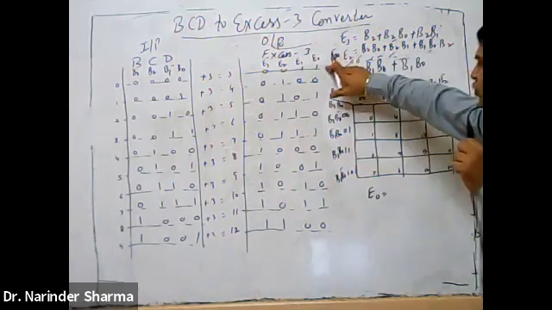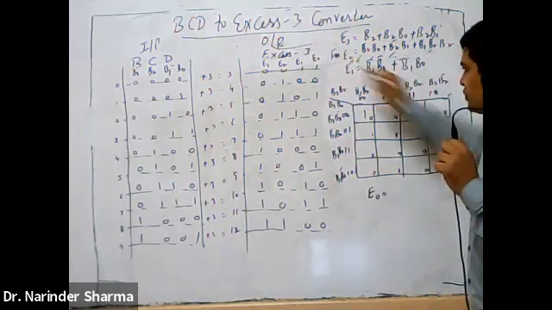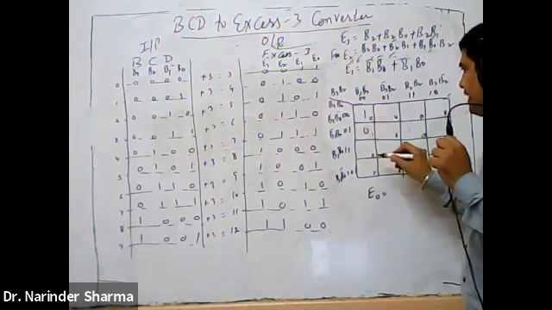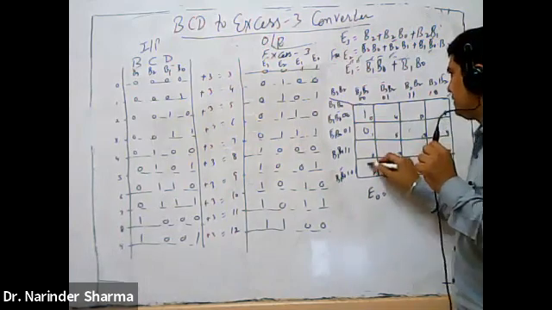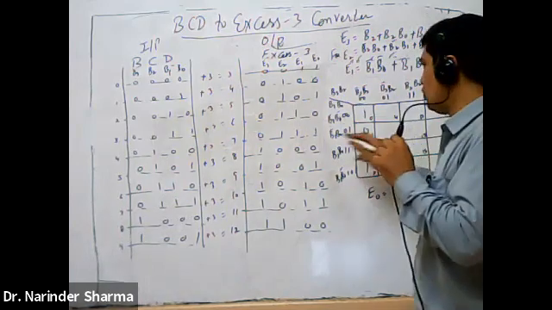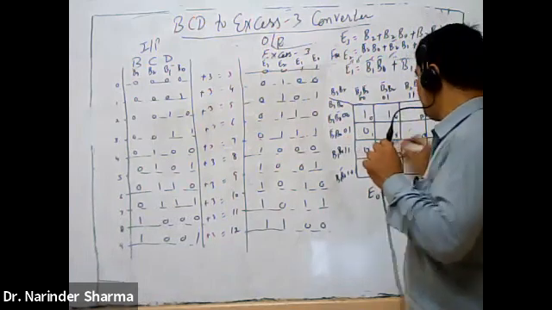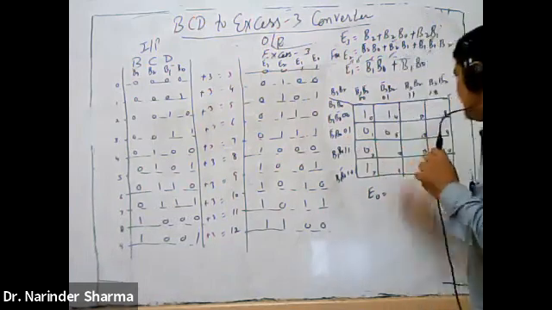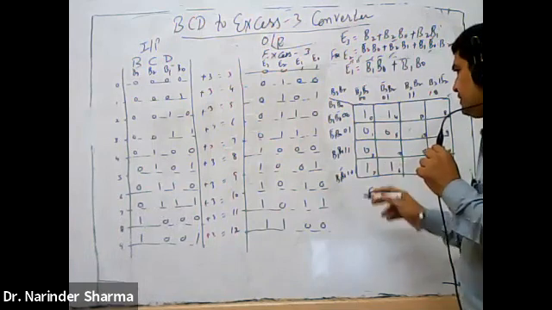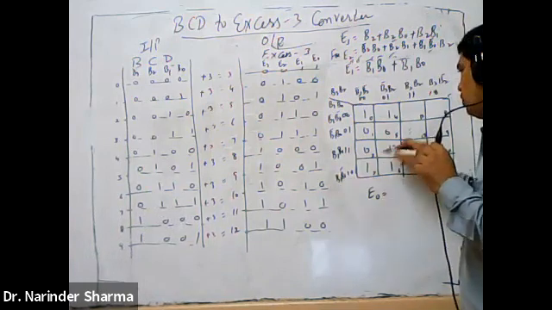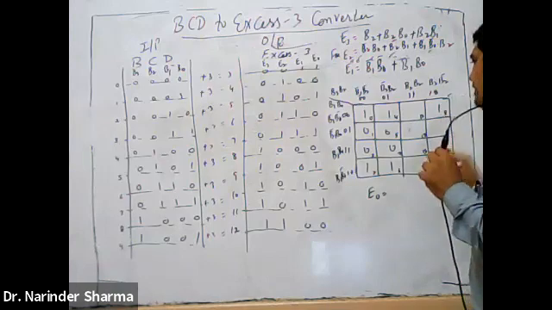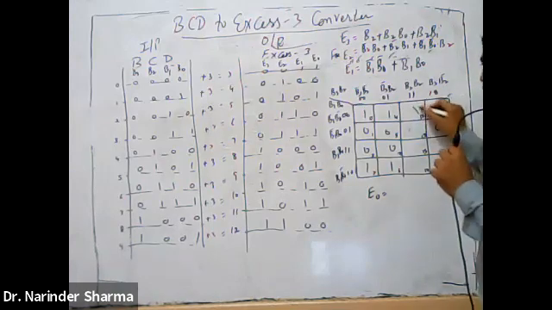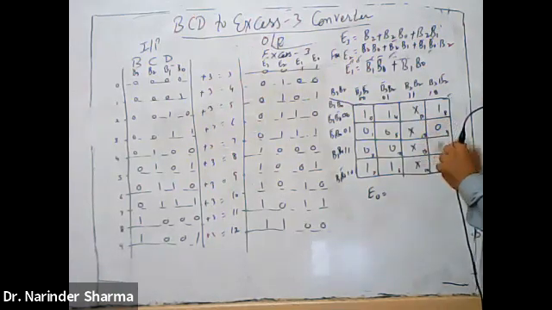Fill up the value. At 0th position, there is a 1. First position, there is a 0. Second position, there is a 1. Third position, there is a 0. Fourth position, there is a 1. Fifth position, there is a 0. Sixth position, there is a 1. Seventh position, there is a 0. Eighth position, there is a 1. Ninth position, there is a 0. Rest you have to write, don't care.